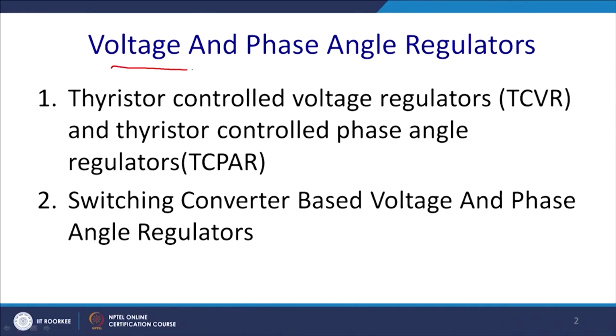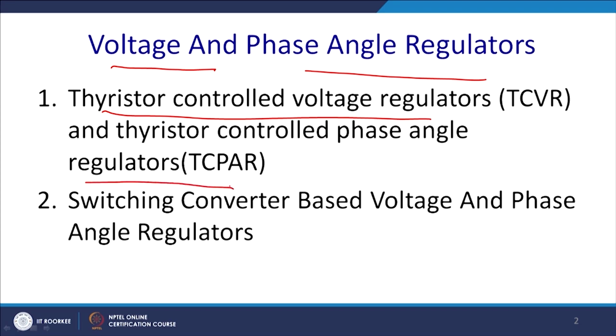Now, we shall discuss mostly two types of devices. One is the voltage and phase angle regulator. In this category, we shall discuss the thyristor controlled voltage regulator. This basically injects voltage in series or quadrature, as discussed in the previous class, and the thyristor controlled phase angle regulator controls the phase.